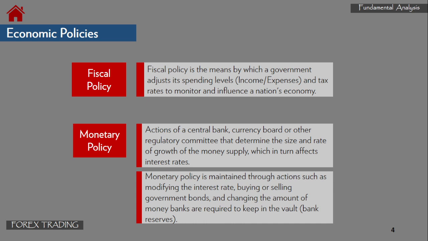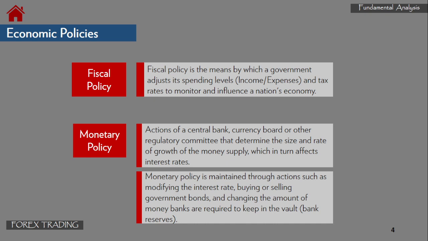So let's discuss what the economic policies of a country are. The central bank in every country manages two types of policies. One is fiscal policy, the other is monetary policy. Fiscal policy is the means by which a government adjusts its spending levels, income and expenses, and tax rates to monitor and influence a nation's economy. On the other hand, monetary policy consists of the actions of a central bank, a currency board, or other regulatory committee that determine the size and rate of growth of the money supply, which in turn affects interest rates.